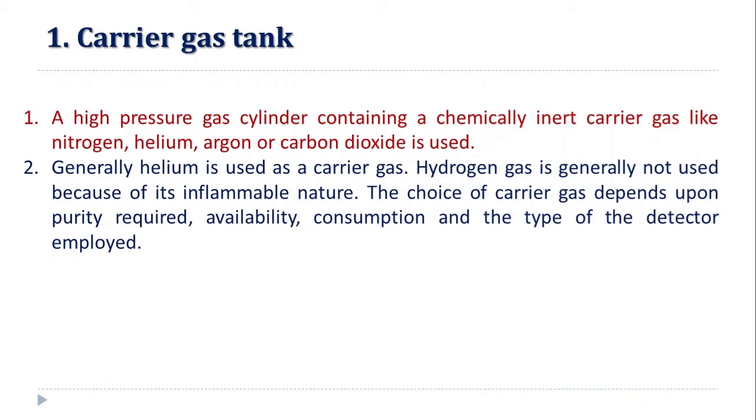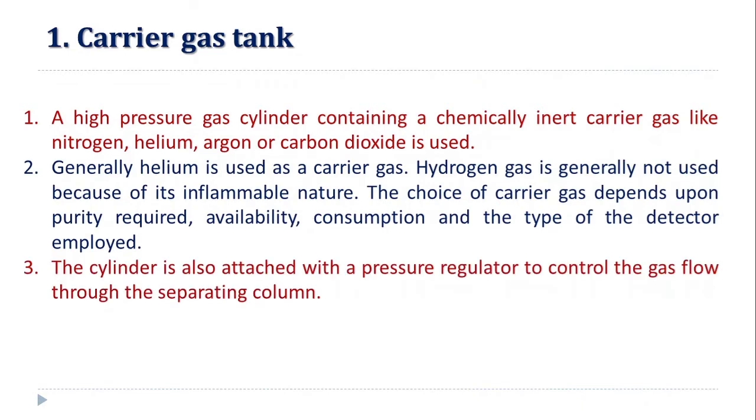The choice of the carrier gas depends upon the purity required, the availability of the gas, the consumption of the gas, and the type of detector used for the analysis. According to these factors, we can choose the carrier gas and put that cylinder with the regulator. The cylinder is also attached with a pressure regulator to control the gas flow through the separating column. We have to maintain the flow of the gas. It should not be very fast, it should not be very slow.